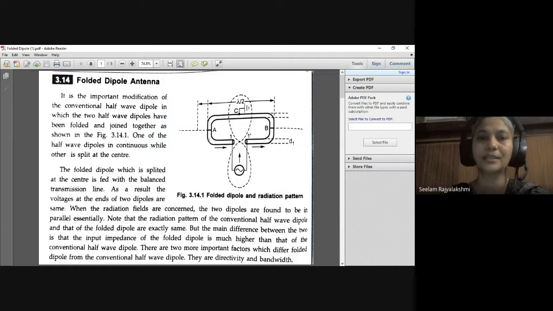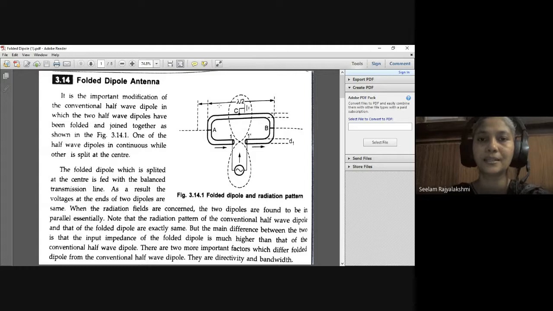Let us consider two half-wave dipoles and join them together. One of the half-wave dipoles is continuous, but the other one is split at the center. Now the feeding can be given to this folded dipole by using the transmission line at a particular point where the split can be observed at the center. Here this is the radiation pattern, and this is the folded dipole antenna.